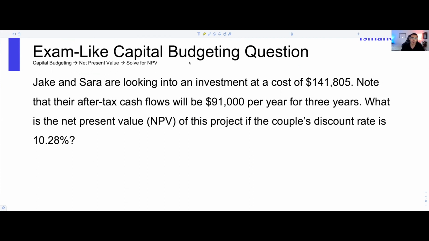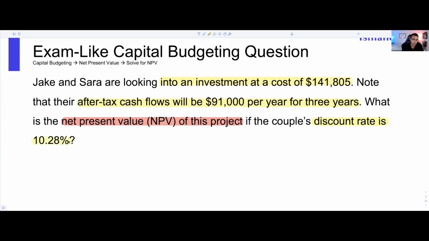So Jake and Sarah are looking into an investment at a cost of $141,805. All right, so that's their initial investment. And note that their after-tax cash flows will be $91,000 per year for 3 years. What is the NPV of this project? And I guess we'll highlight it in red because it's our mission. That's what we're solving for. So we want to know what's the NPV of this project if the couple's discount rate is going to be 10.28%.